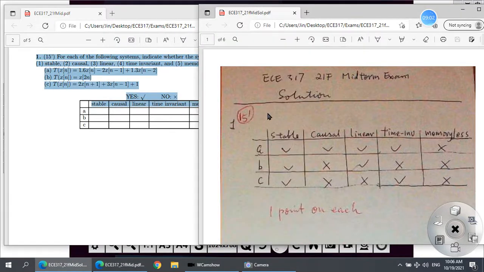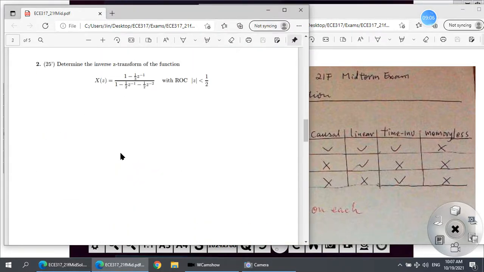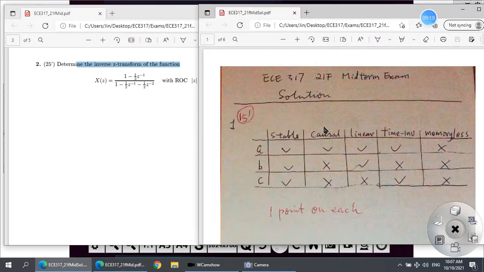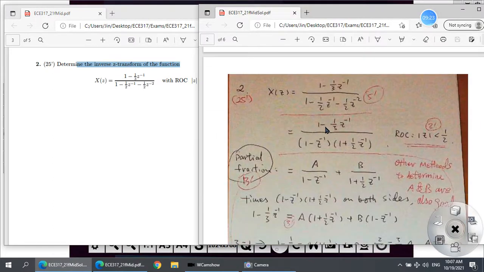And then the second problem. We have a function X of z. We want to find the inverse z transform of this function. Here the ROC is |z| smaller than 1 over 2. Okay, check the solution. I wrote the solution here.